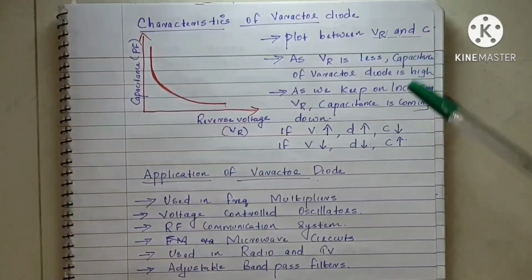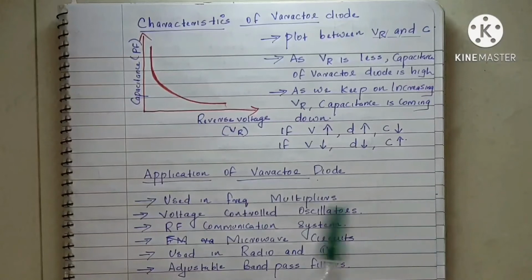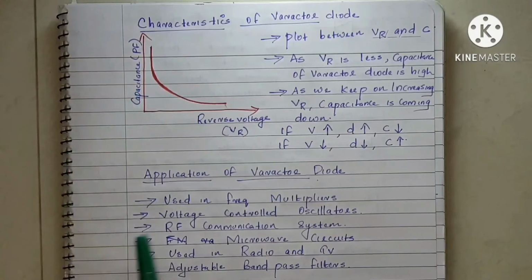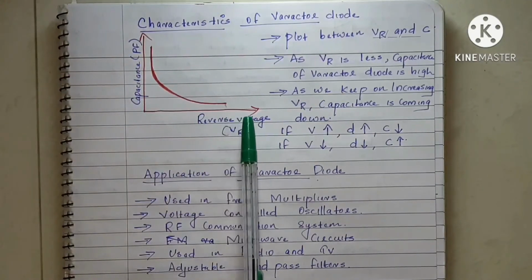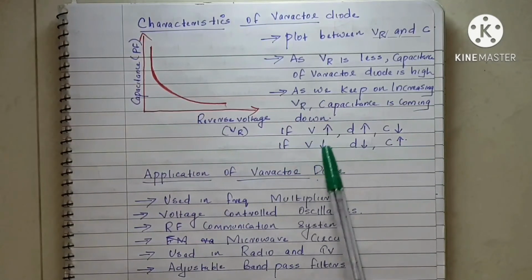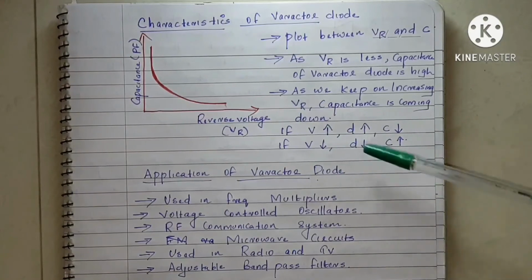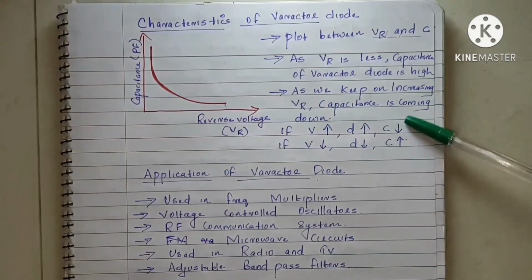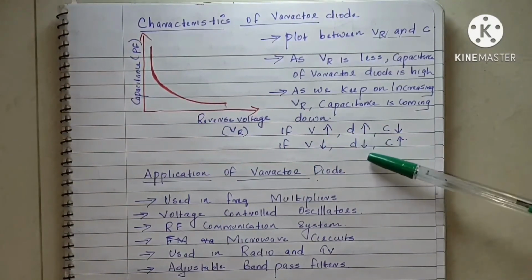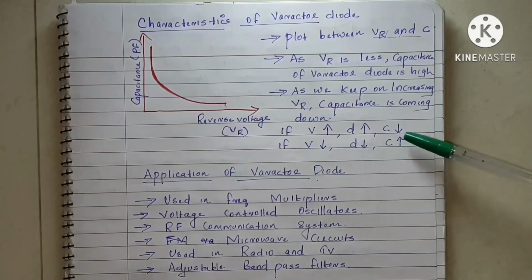Next we will discuss about the characteristics of varactor diode. Here is the plot between reverse bias voltage and capacitance. If the reverse bias voltage VR is minimum, capacitance of varactor diode is high. As we keep on increasing this reverse bias voltage, capacitance will decrease accordingly. If the reverse bias voltage is high, the thickness of depletion region will increase, so the capacitance will decrease. If the reverse bias voltage is less, the thickness of depletion region will decrease and capacitance will increase.